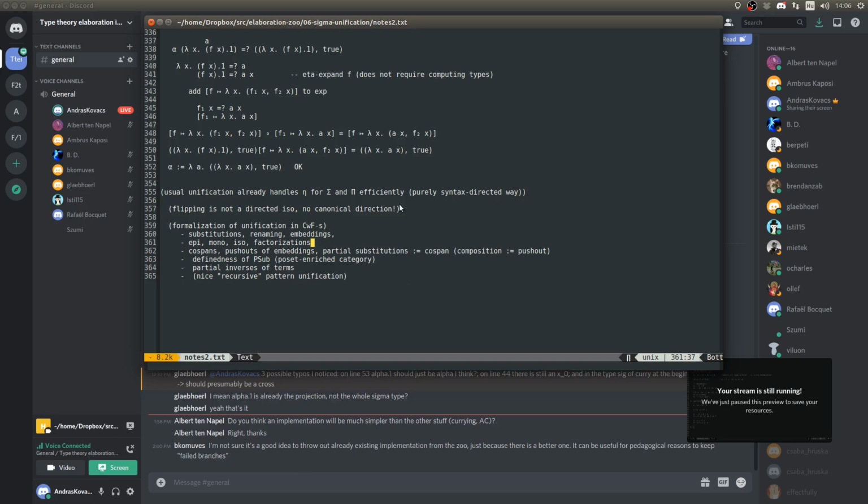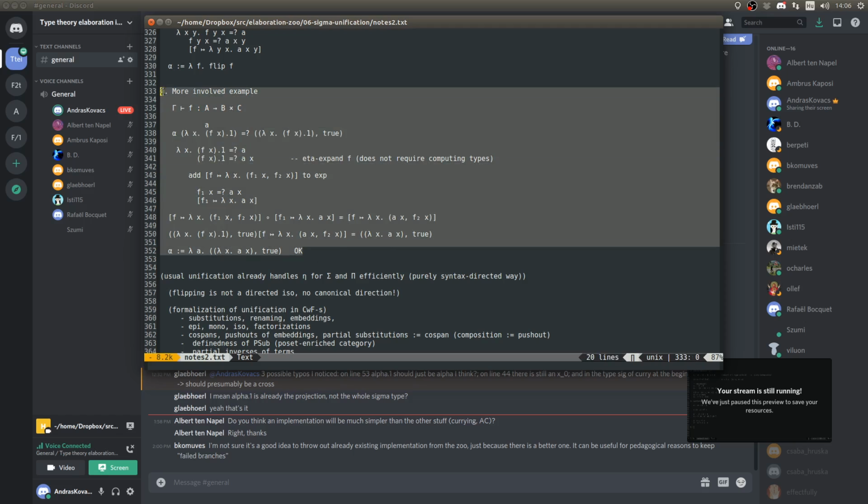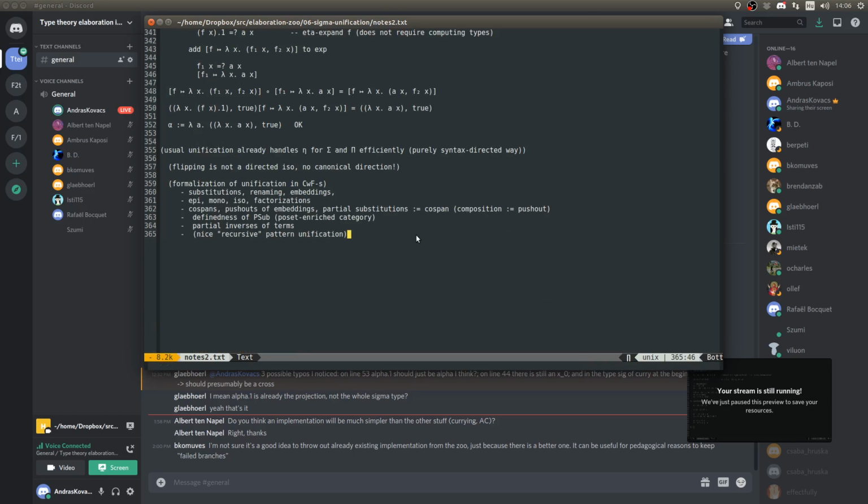Okay, so Balázs says it's not sure a good idea to throw out already existing implementations. It can be useful for pedagogical reasons. I partially agree. I think it's possible to simplify the existing implementation so that it only does this eta expansion, because the eta expansion is reused in the nice solution. So there could be an intermediate implementation which only has the eta expansion but not this recursive pattern unification. But I don't think it's a good idea to keep wrong solutions around.